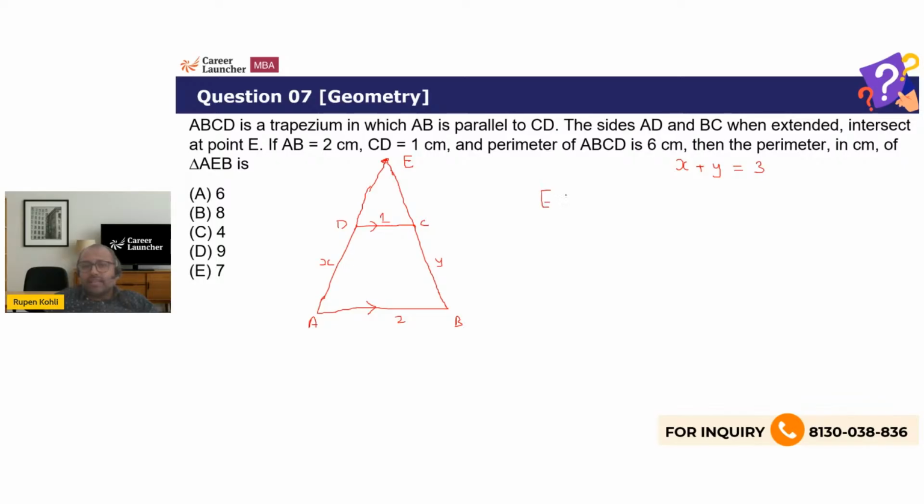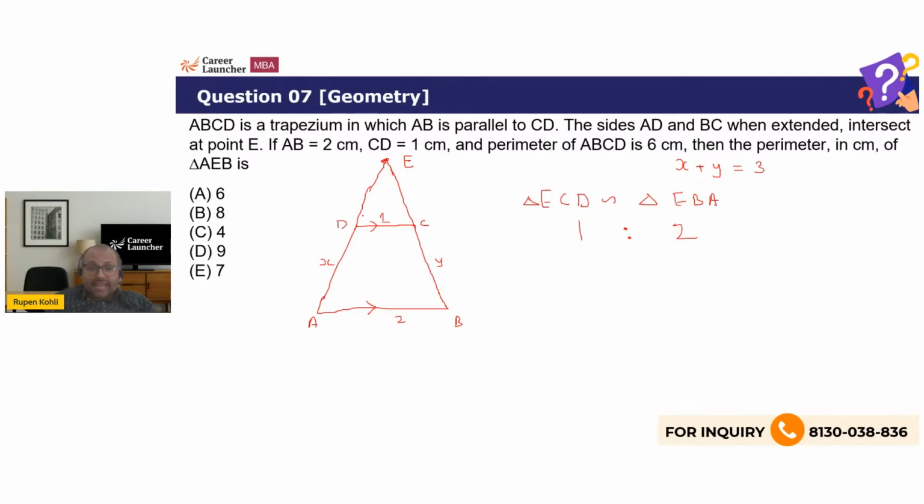Our triangle ECD is similar to triangle EBA, right? And what is the scaling factor? What is the ratio of corresponding sides? So I know CD and AB are corresponding sides. So CD is to AB is 1 is to 2. So that is the exact scaling factor, right? So each corresponding side is in the ratio of 1 is to 2.